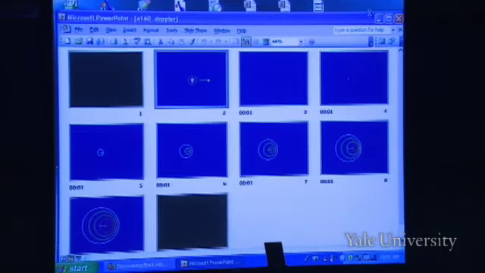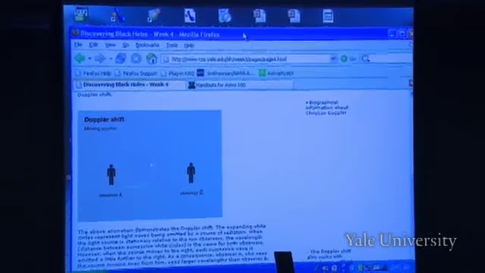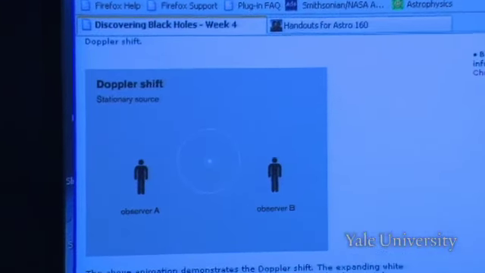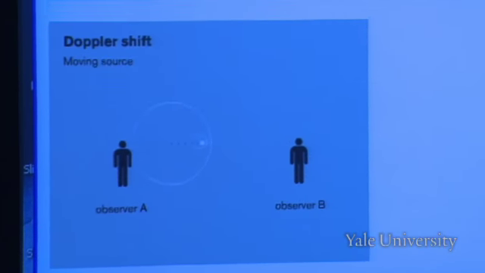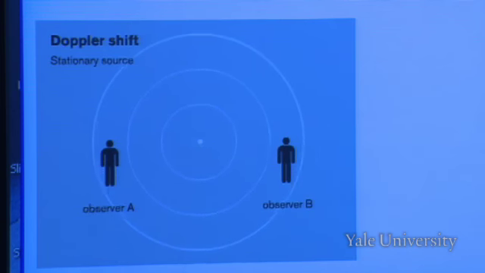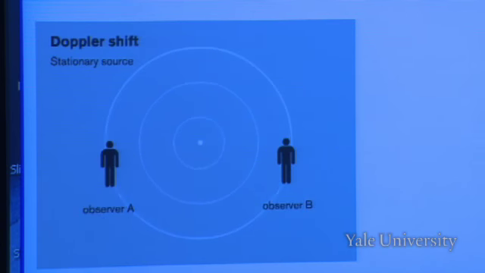Let me get out of that and try this one instead. It's just a property of how waves look. So look what's happened. If the thing is stationary there in the middle that's emitting the waves, then the waves propagate equally in all directions, and both observers see the same distance between successive waves. That is to say, the same wavelength. And you can see that there. Then when the thing is moving in one direction, each successive wave is emitted a little bit closer to one observer and a little further away from the other observer.